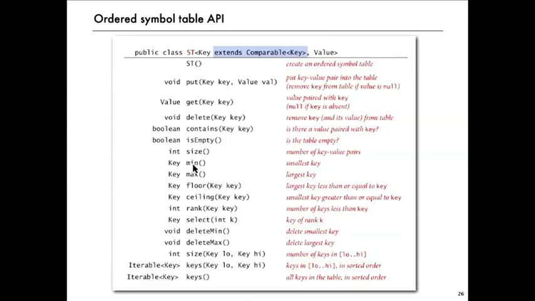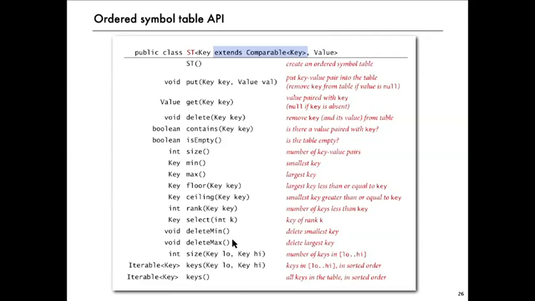But for the client, it means that all of these operations have meaning. Give me the minimum key, give me the largest key, and then I can get the value associated with that using get. Give me the largest key less than or equal to this key value, or the smallest key greater than that key value. Give me the number of keys less than that key. You can actually implement priority queues this way. Delete the minimum key, delete the largest key.